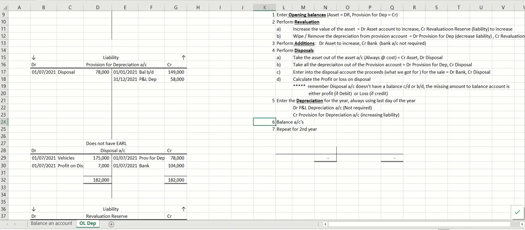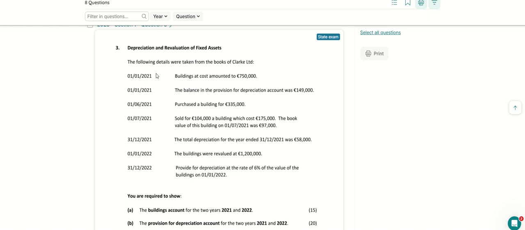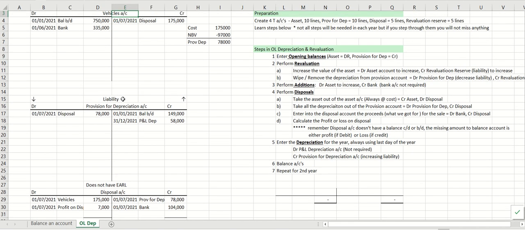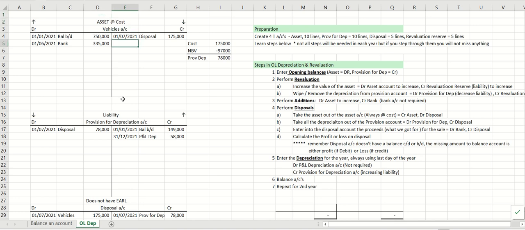Next thing for us, we've done everything for 2021 now. So we entered the opening balances, we did the purchase, we did the disposal, we entered the depreciation of the year. There's nothing else left for 2021. So we must balance the accounts for 2021. Okay, so we're going to do our little balancing steps there for 2021, and then we're going to hop on to 2022. Now I'm just going to remove this so it's not going to be confusing people. We're going to do our balancing steps.